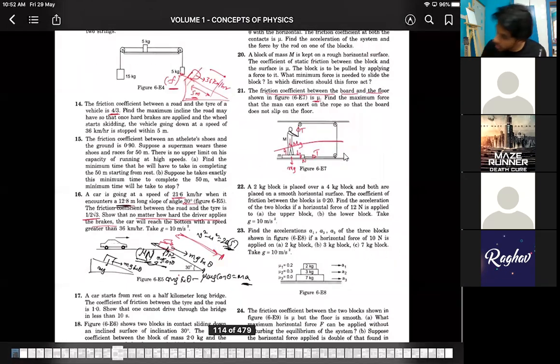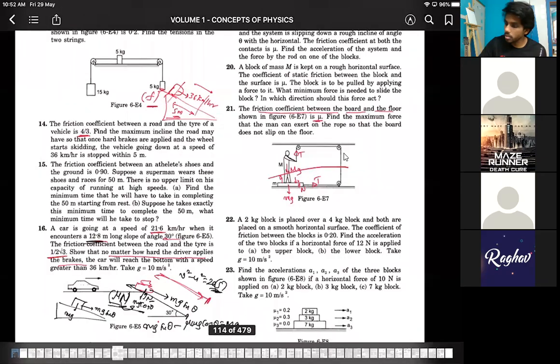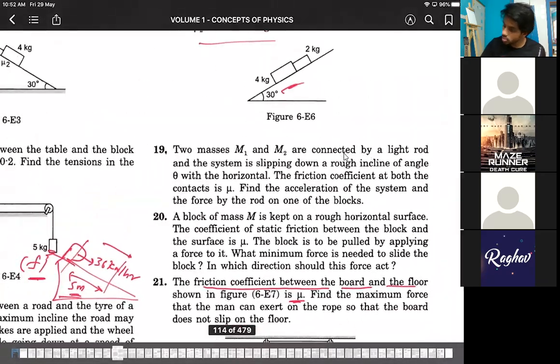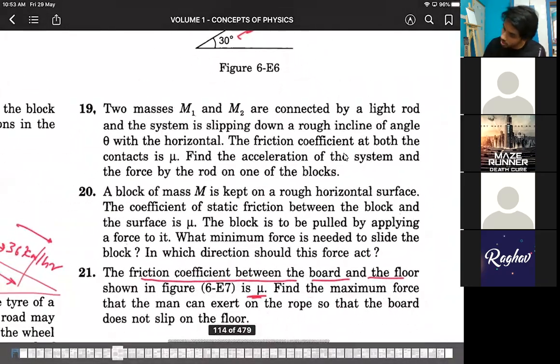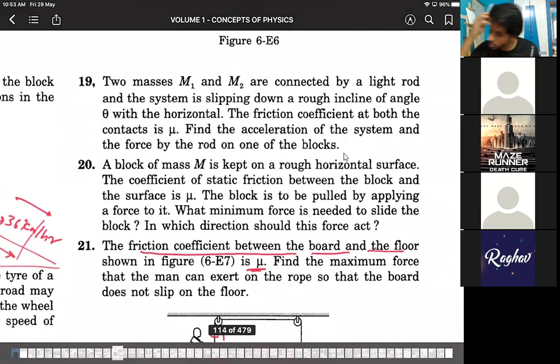Question number 17, 18 are easy. They are not much difficult ideas to discuss. Someone asked another question. What was that?